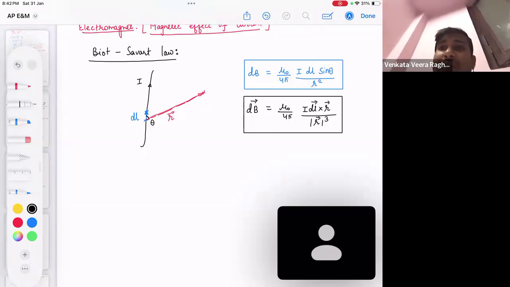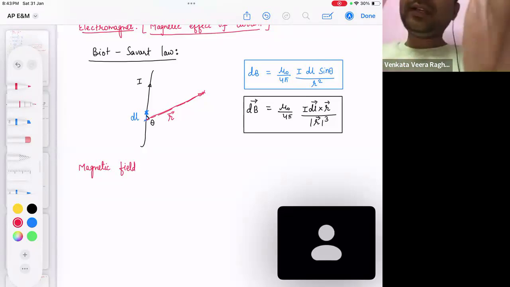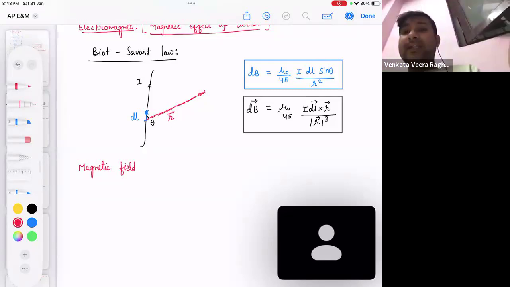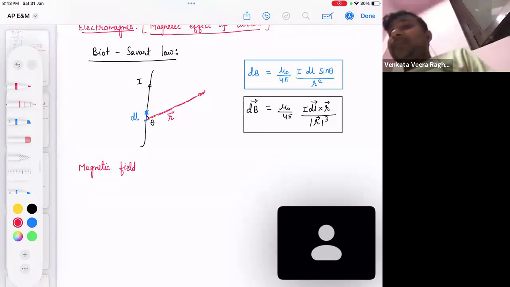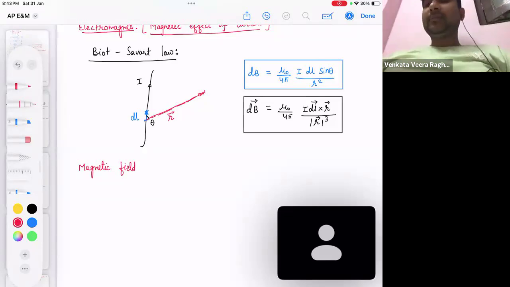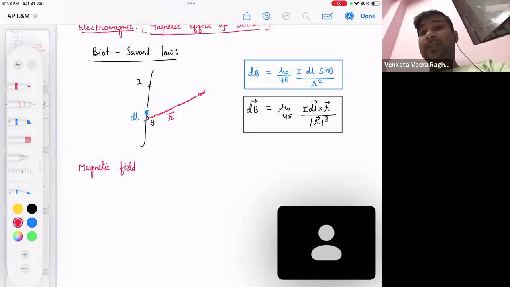Now let's calculate using the Biot-Savart law. What is the magnetic field due to a straight conductor? Then special cases will be there. If it is a very long conductor, meaning an infinite wire, what magnetic field will come? If it is a semi-infinite wire, what magnetic field will come? These things we are going to calculate now.